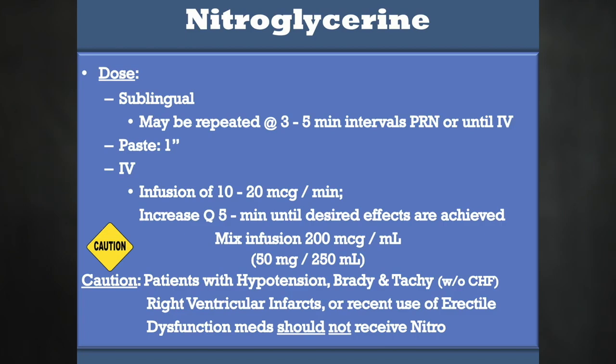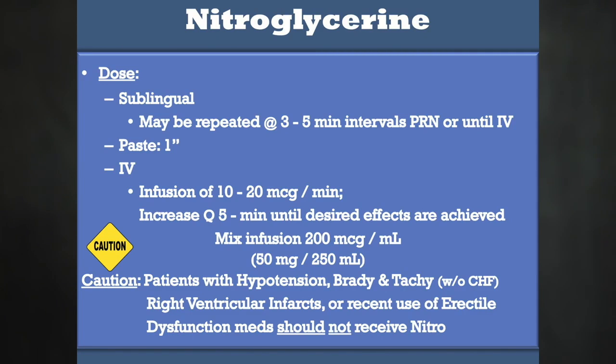And we do that up to about 3 times. And again, this will be physician preference. Paste is usually used at about a ½ inch to an inch at a time. And the infusions may be at higher doses of 10 to 20 mics per minute if you're using IV in your EMS system, or IV in your emergency department, or in your cardiac floor. Obviously, you'll have a standard drip that you use for that.